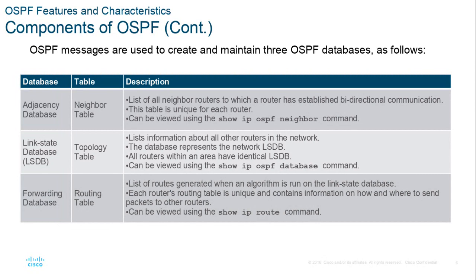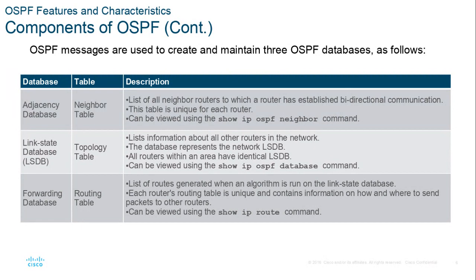So if I type the command show ip ospf neighbor at the privileged EXEC mode, I'll see a list of all my neighbors. The link state database is a topology table. This is the roadmap. The topology table is the roadmap, or GPS, of this OSPF area network.